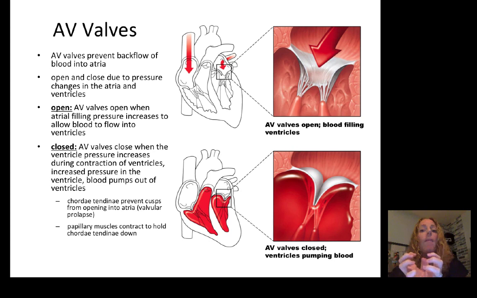Then when the ventricles pump, the pressure of the ventricle increases, and that closes the cusps of the AV valves to block the atria. With the atria blocked, the blood will then flow up into the large vessels, the pulmonary trunk or the aorta. So this is a nice view of what it looks like when the ventricles are relaxed and filling and the valves are open. And then here, the ventricles are pumping and contracting, and the blood is not going into the atria because the valves are preventing it. The blood is going out the large vessels.